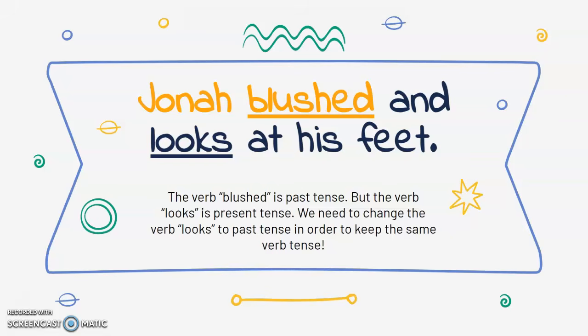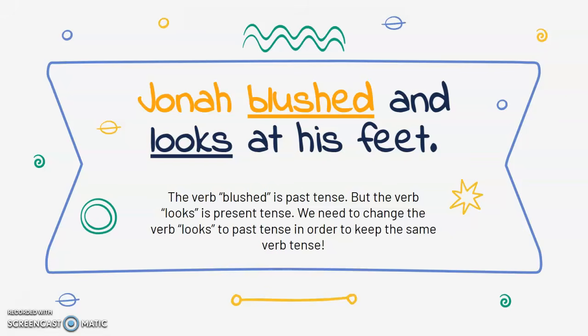Jonah blushed and looks at his feet. I underlined the two verbs. The verb is blush and the verb is look. Notice how the verb blushed is in past tense. We know that because it has the ending ed, which shows that it already happened. But then I keep reading and the verb looks is in present tense. Looks at his feet. So it means that Jonah blushed in the past tense but looked at his feet in the present tense. And that doesn't make any sense. How can one verb happen later and one not have happened? It doesn't really make very much sense.